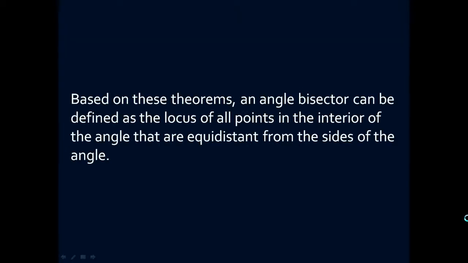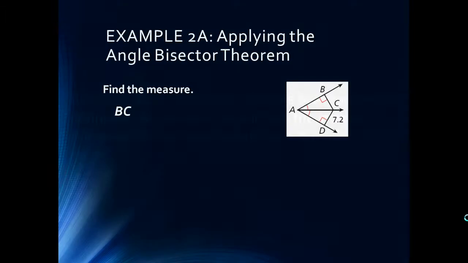Based on these theorems, an angle bisector can be defined as the locus of all points in the interior of the angle that are equidistant from the sides of the angle. Let's look at an example.